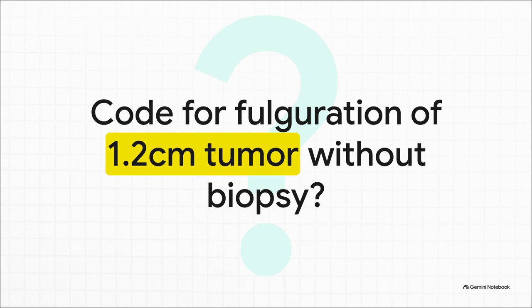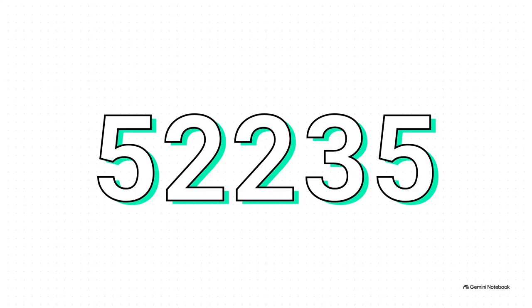Scenario 1. The surgeon performs a rigid cystoscopy and fulgurates a 1.2 centimeter bladder tumor. There is no separate biopsy taken. Think back to our sizing rules. What code applies to a 1.2 centimeter lesion? Exactly. 52235 is our medium lesion fulguration code, which perfectly captures that 1.2 centimeter tumor.